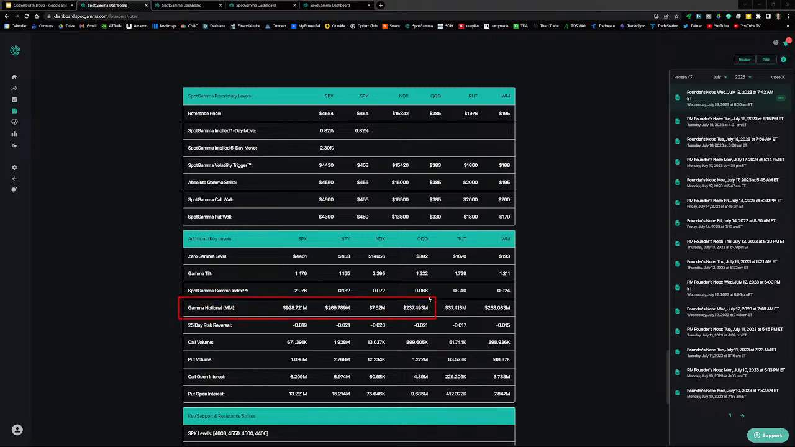This is market maker's position on the gamma curve for SPX, SPY, NDX, and QQQ. All positive. And these levels all shifted higher except for QQQ, and it remained about the same. 239 yesterday, 237 today. So market maker's position on the gamma curve is very positive.